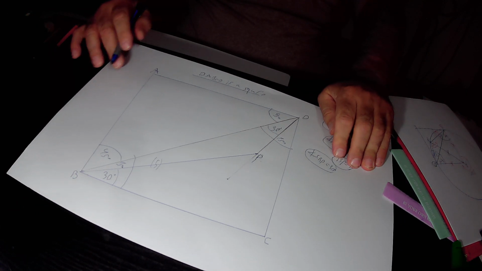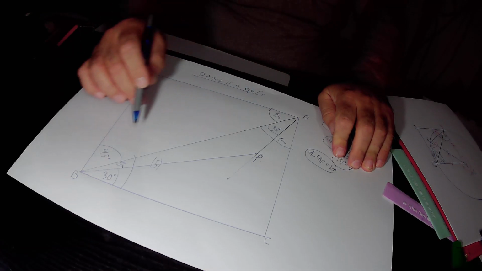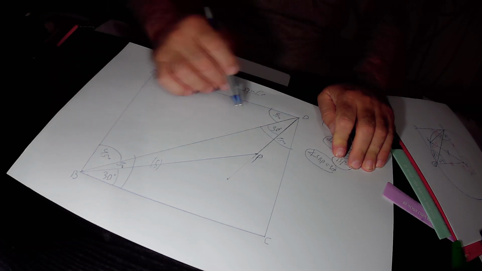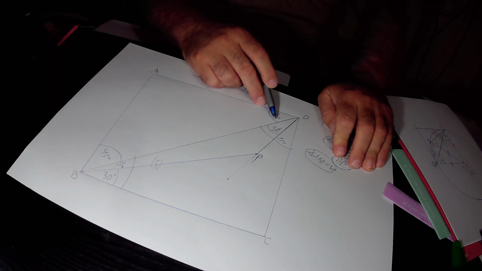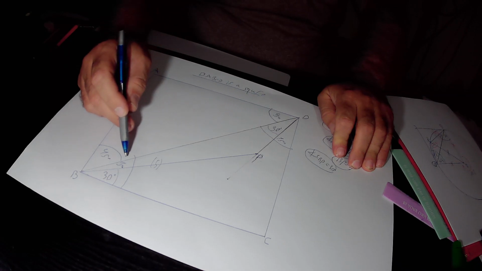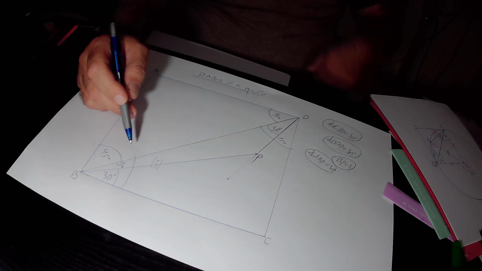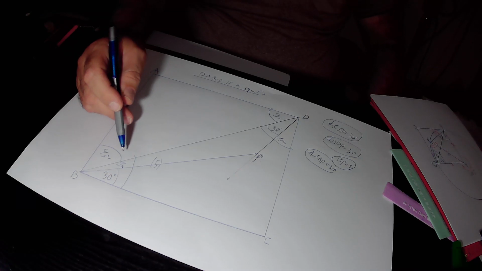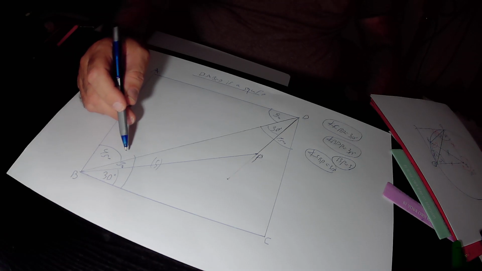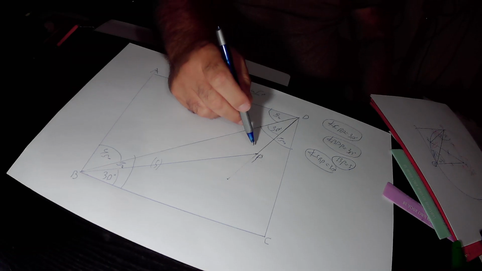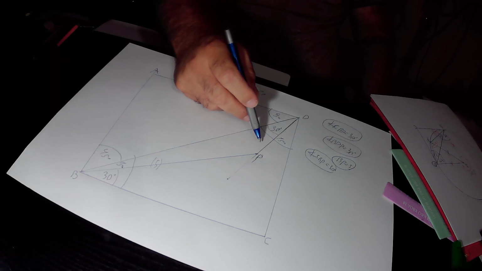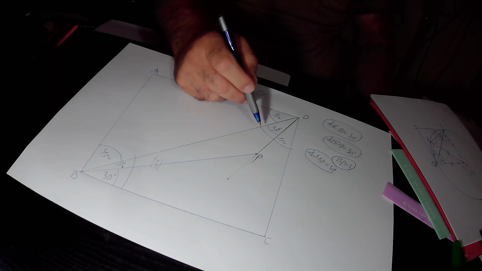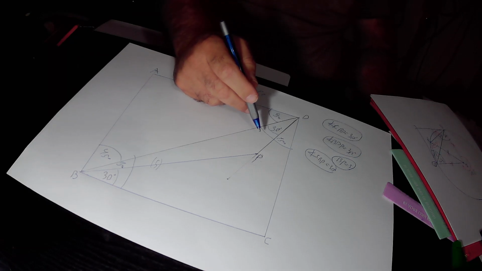So, in triangle DBP, we have this angle equal to 30 degrees, this angle equals 15 degrees, 30 degrees plus 15 degrees is 45 degrees, and therefore this third missing angle must be equal to 135 degrees inside, according to the rule that the sum of the angles in a triangle is equal to 180 degrees.